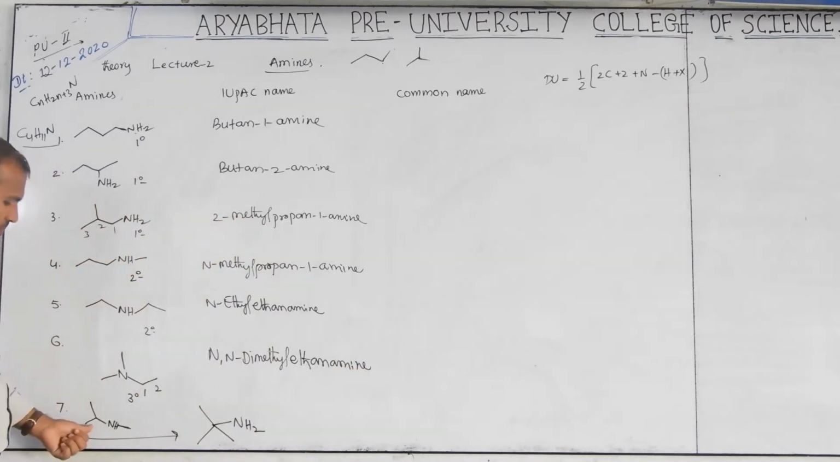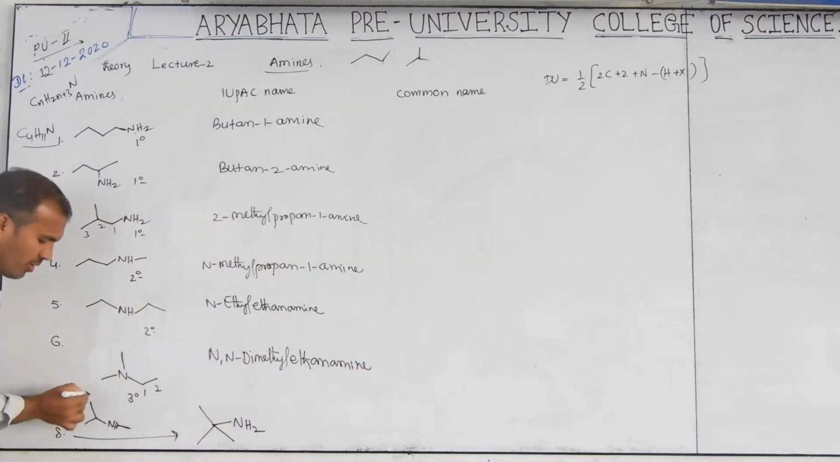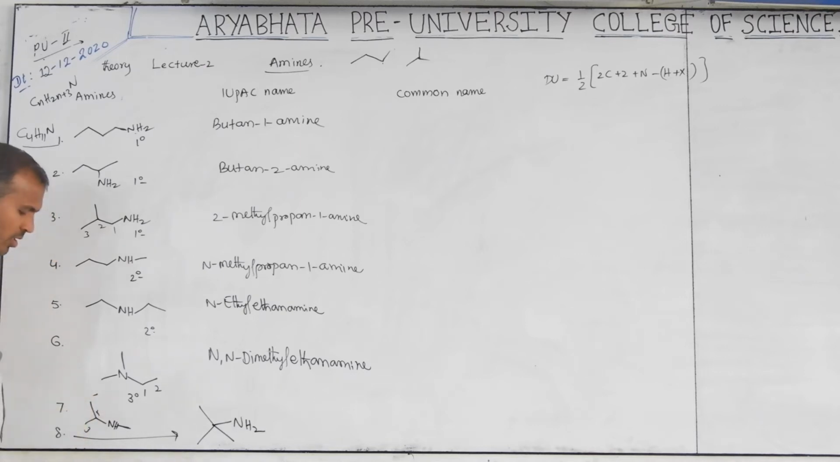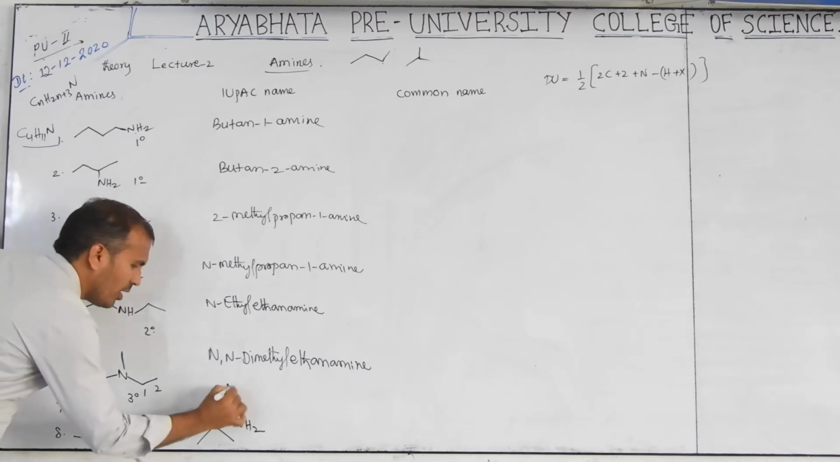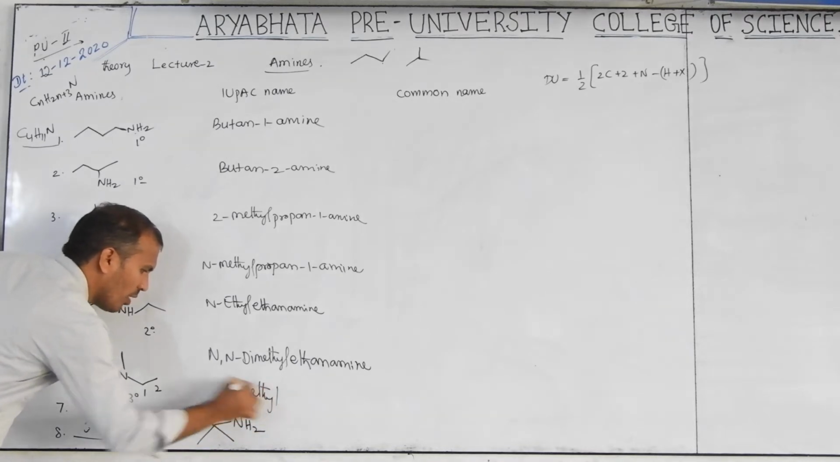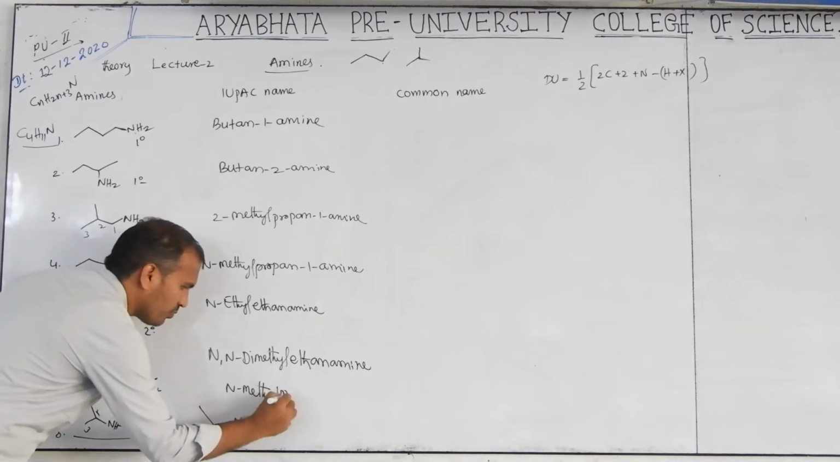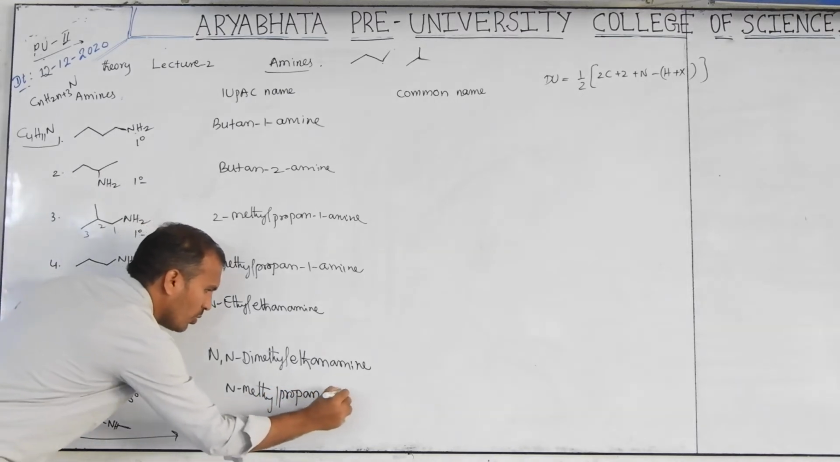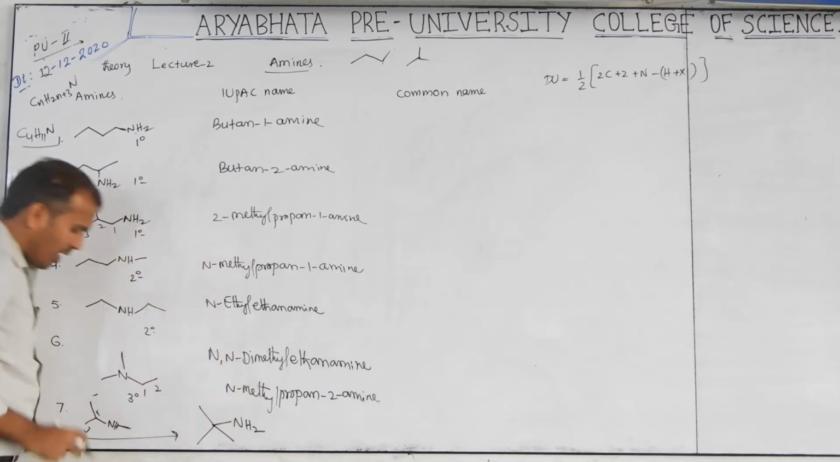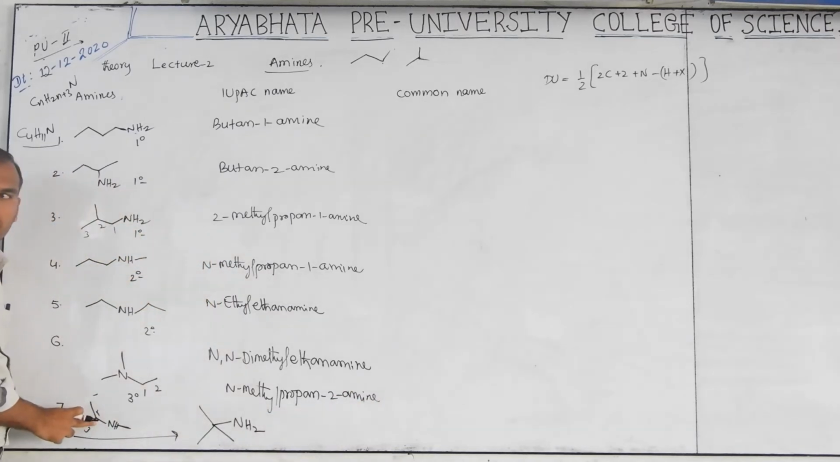Next, its name. This is the longest carbon chain. 1, 2, 3. Then we can call this N-methyl. See, on nitrogen this is a methyl group. On nitrogen methyl is N-methyl, and propane-2-amine, because this amine group is present on the second carbon. Carefully observe, this amine group is present on which carbon? Second carbon. 1, 2, 3. This is the carbon chain. Therefore, propane-2-amine.